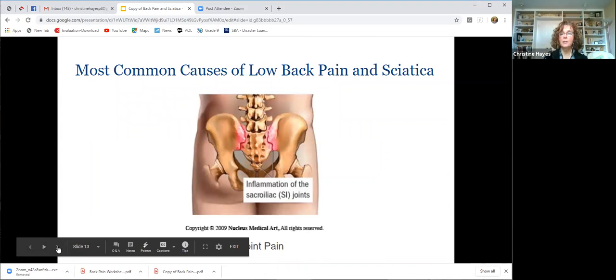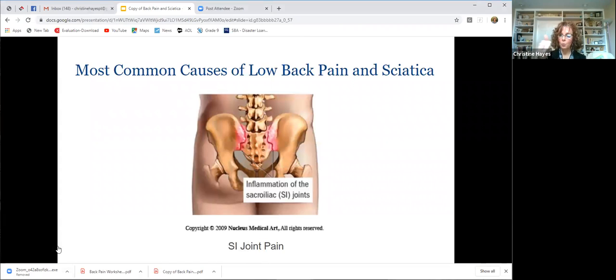Now, the third cause of low back pain and sciatica. So number one, to review, herniated disc: 40 years of age or younger, bending, lifting, that kind of thing. Number two, arthritis or stenosis, usually 50 years of age or older, and that's the shopping cart posture, folks, and standing or walking is worse, sitting is better. Now we come to the third common cause, which is sacroiliac joint, SI joint pain or pelvic pain.